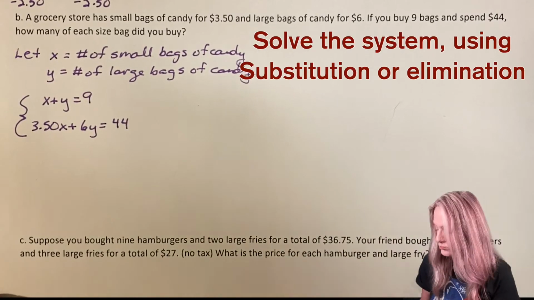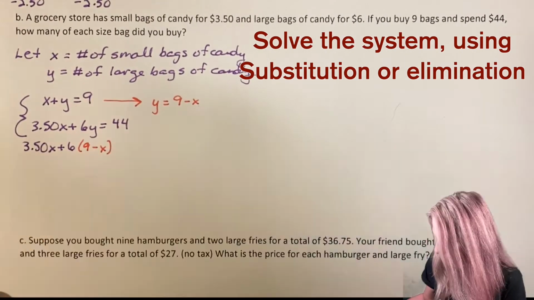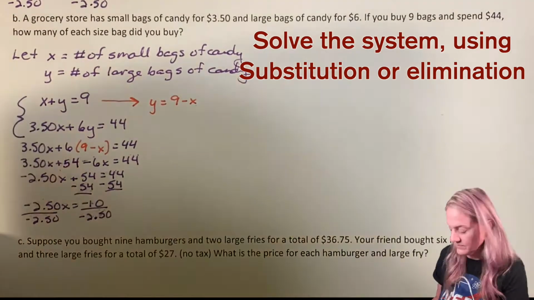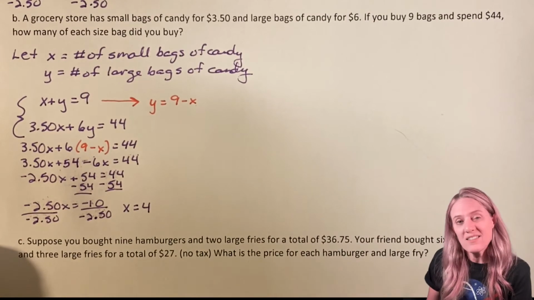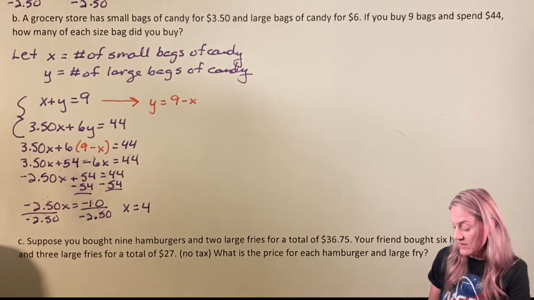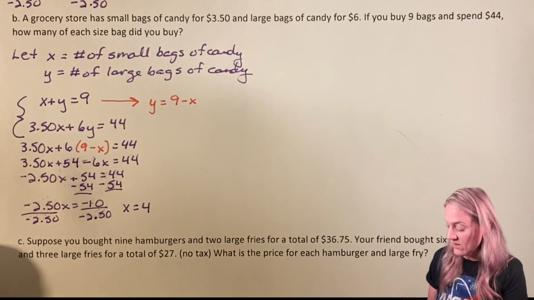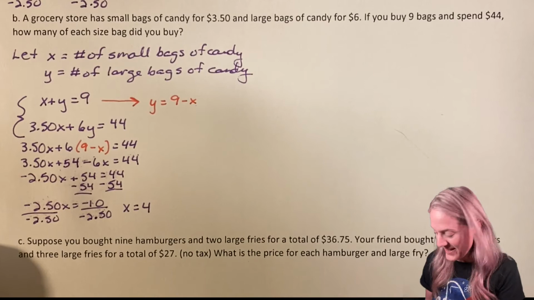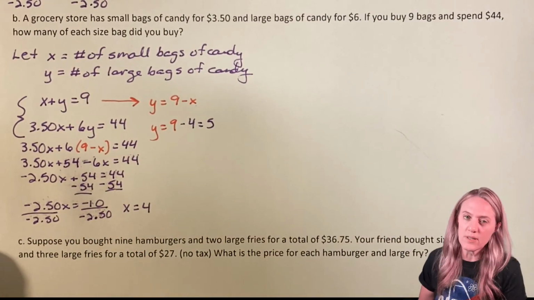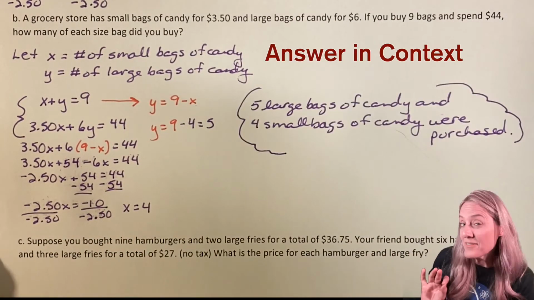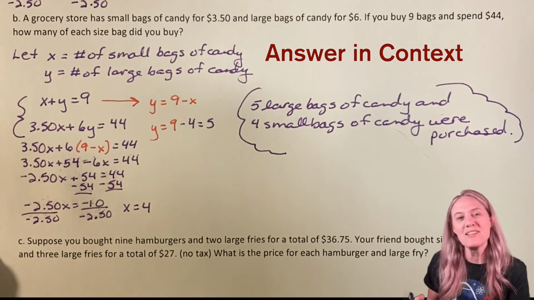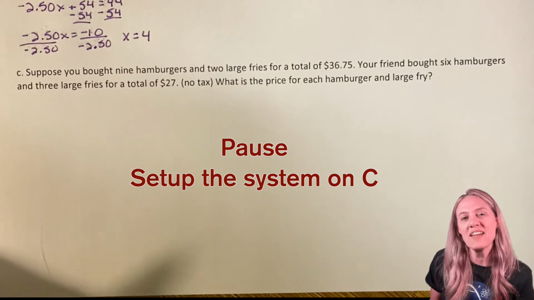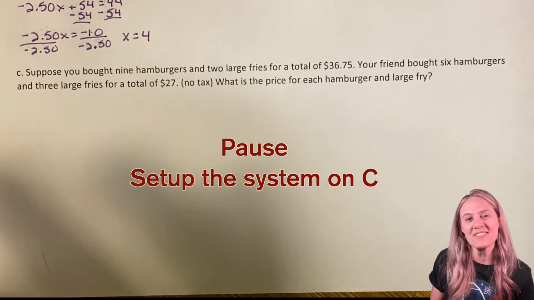Let's solve. So the way I solved it, I got that I have 4 bags of small candy, and then I need to solve for the other. Now, if you solved it a different way, you might have the large bags first and then find the small bags. So of course, 5 large bags. 5 large bags of candy and 4 small bags of candy were purchased. Okay, how about just set up that last one? See if you can go ahead, identify your variables, write the two equations, and we'll check back in.